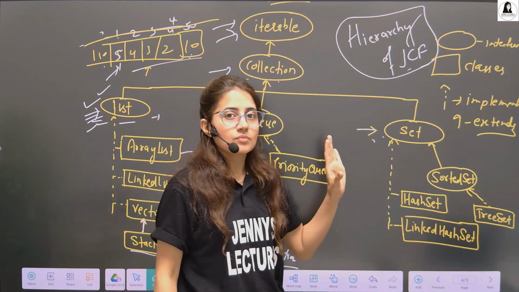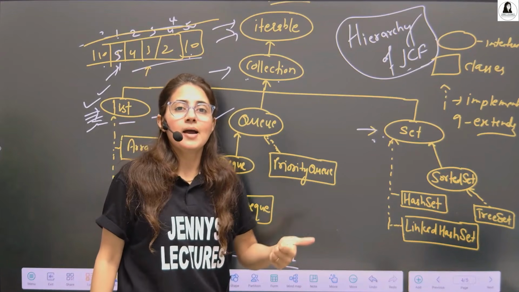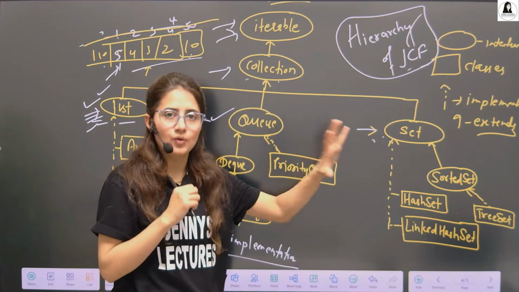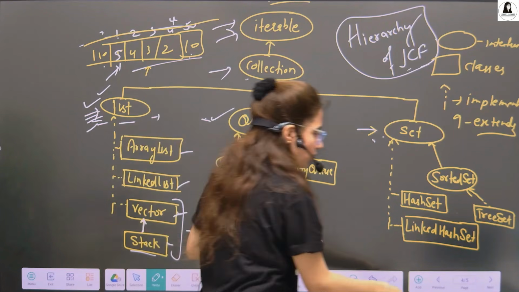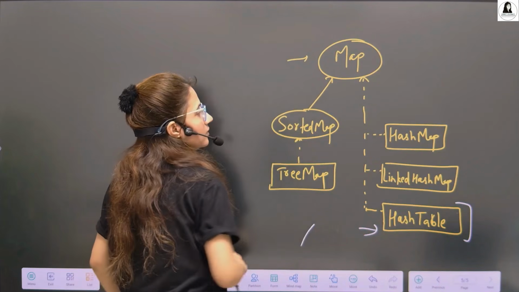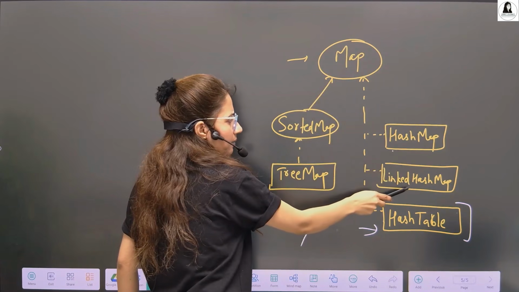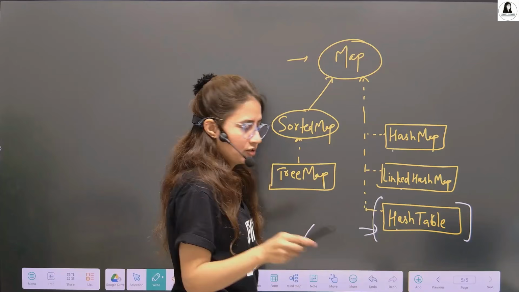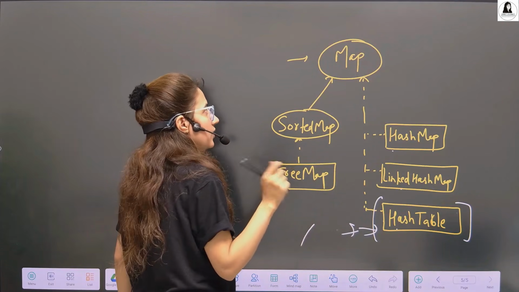Okay. Now, there is one more interface, Map, but Map is not under Collection. But Map is also a part of the framework. It's not under the Collection interface, but it is a part of the Java collection framework. Map, this is the interface. Now the classes which are going to implement this Map are HashMap, LinkedHashMap, and Hashtable. This is a legacy implementation. This was already there in previous versions of Java, from the starting of Java.